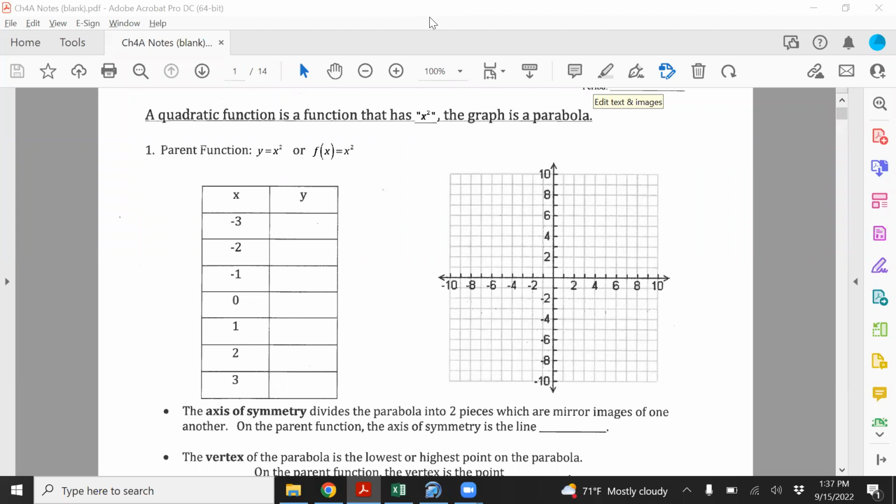Okay, so we're going to do the first 3 pages of these notes. Once I get these first 3 pages done, you guys can get a head start on the homework. I'm only going to probably assign maybe 6 problems.